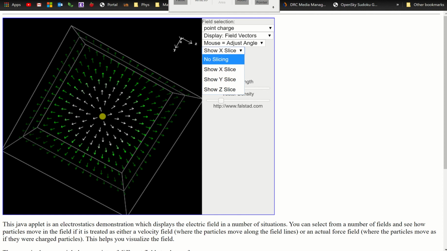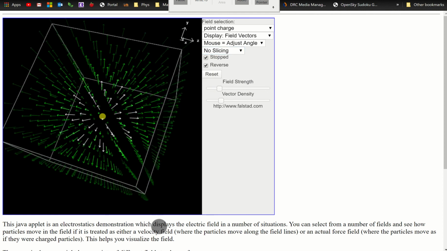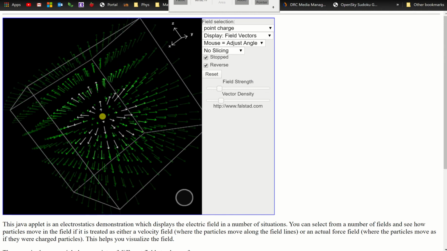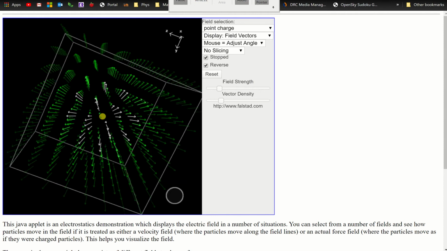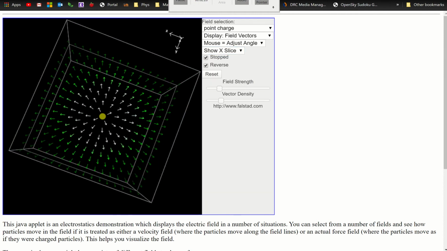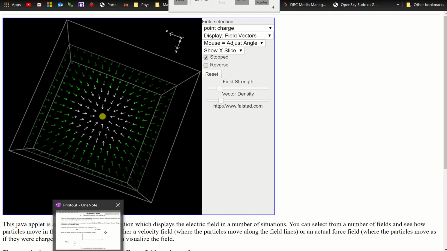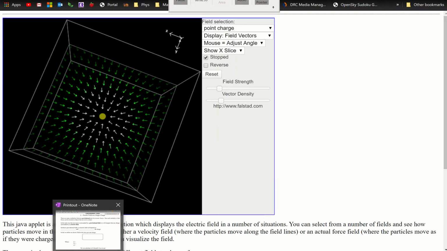Now, if I show you the 3D picture again, it will look like this. You have all these arrows in every different direction, always pointing away from the charge. So this is the positive charge. Let me show you a slice again. This is the electric field of a positive charge, and this is the electric field of a negative charge, like an electron. You cannot actually see these force fields. You cannot touch them. You can only imagine what they look like.